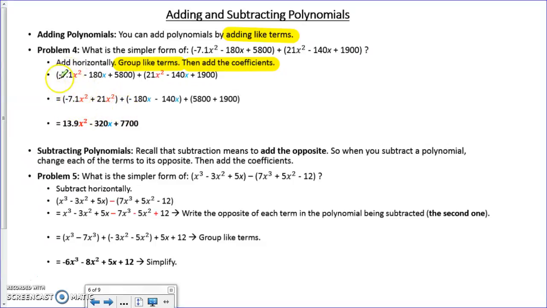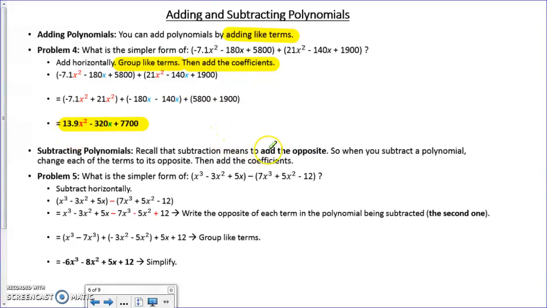Plus, I see negative 180x, and I see negative 140x, so negative 180x minus 140x, because they have the like term x, plus, and my constant terms are 5,800 and 1,900. So those are my 3 combinations of like terms. Now I'm just going to add their coefficients, which becomes 13.9x squared minus 320x plus 7,700. That's adding polynomials. Let's look at subtracting polynomials.